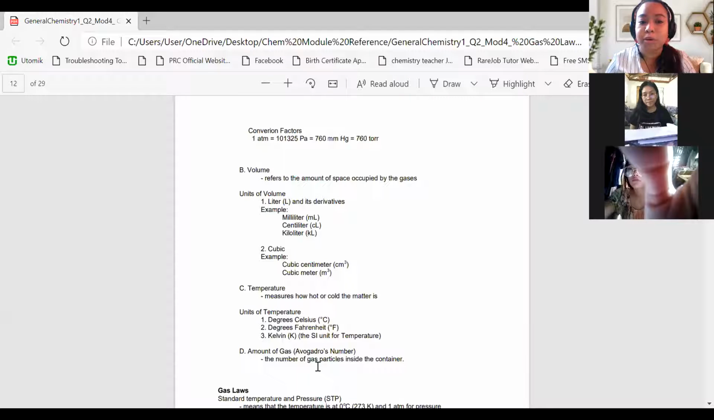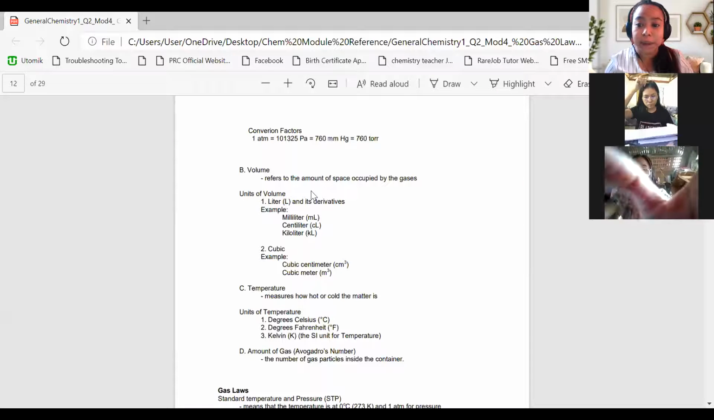The second property of gas is the volume. This refers to the amount of space occupied by the gas.